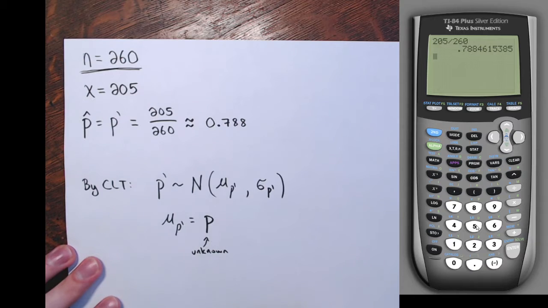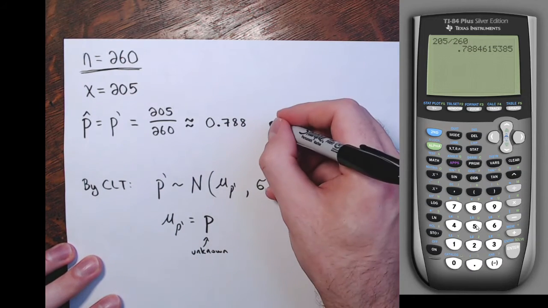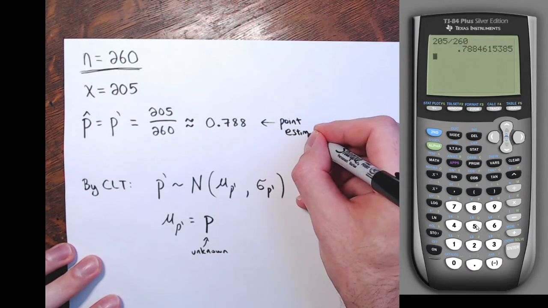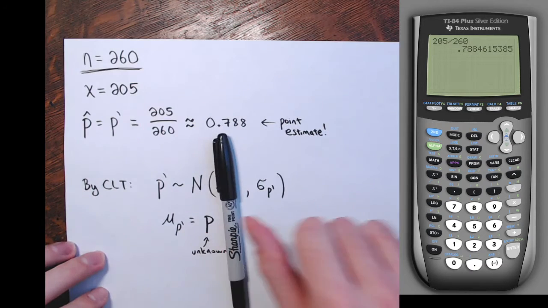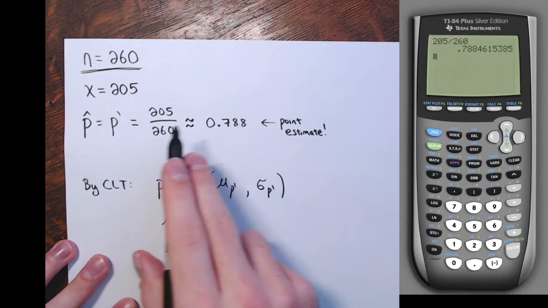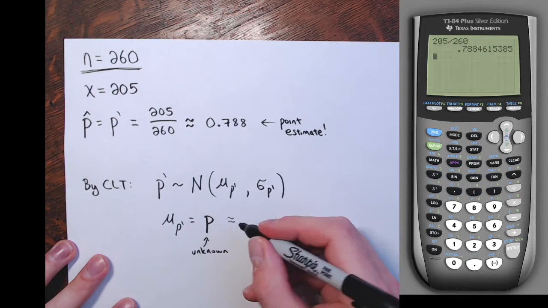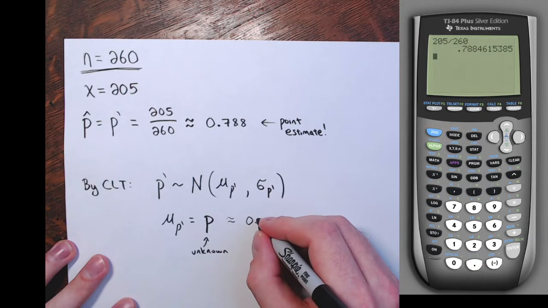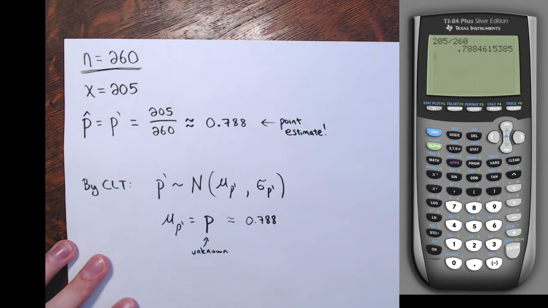This is unknown. So what we do is we use our point estimate, which is this value. We're using our point estimate, p hat or p prime, to approximate p and use that as the mean for this distribution of the sample proportions, so 0.788 here. And the standard deviation of these sample proportions is the square root of p times 1 minus p divided by n, but again, I don't know p.